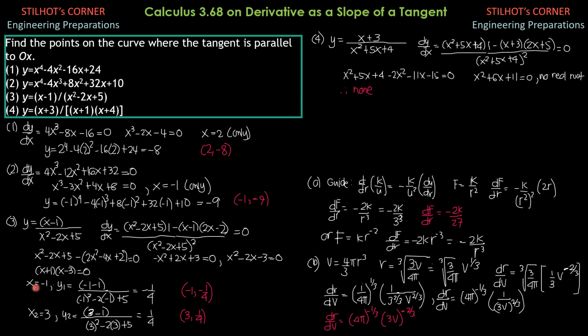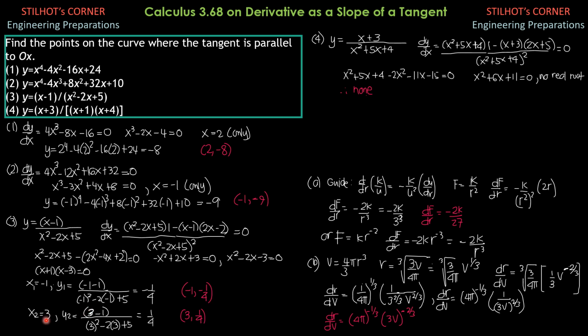So therefore, equating x plus 1 equals 0, so x is negative 1, x1 is negative 1, and y1 is found by substituting into the original equation here. So negative 1 minus 1 over negative 1 quantity squared minus 2 times negative 1 plus 5. So the numerator is negative 2, the denominator is 1 plus 2, 3 plus 5, 8. Negative 2 over 8 is negative 1/4. So 1 point on the curve where the tangent is horizontal is at negative 1 comma negative 1/4.